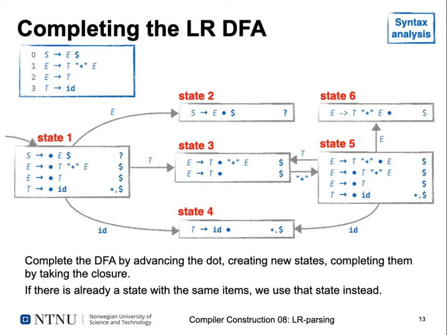So you see what we do is we reuse states. If a new state that we have generated and an existing state have exactly the same set of rules and the same set of following characters in the same position of the dot, then we just reuse it by adding an arrow into our DFA transition graph. So we complete the DFA by advancing the dot, creating the appropriate new states, and completing them by taking the closure. And if there's already a state that has exactly the same LR items, then we just reuse that state to make our graph a bit simpler.